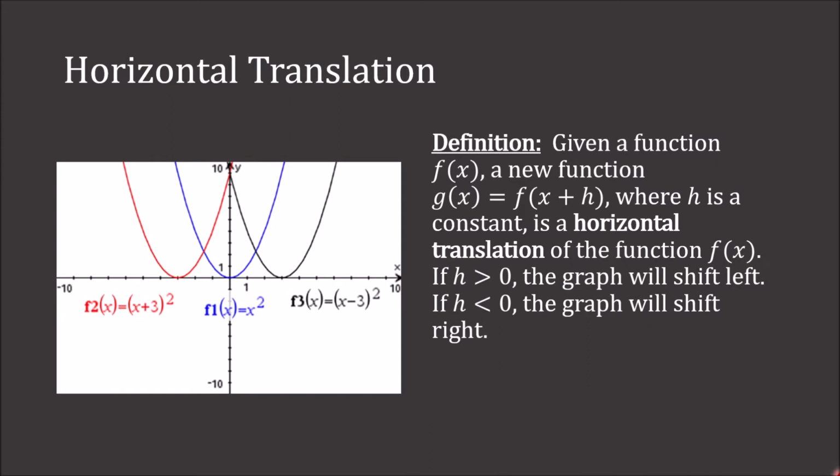Given a function f of x, a new function g of x equals f of x plus h, where h is a constant, is a horizontal translation of the function f of x. If h is greater than 0, the graph will shift to the left. If h is less than 0, the graph shifts to the right. Again, we have the same graph, x squared. If we add 3 units to the input, you can see that it shifts leftwards 3 units. Because if we subtract 3 units from the input, you can see that it's shifting to the right 3 units.